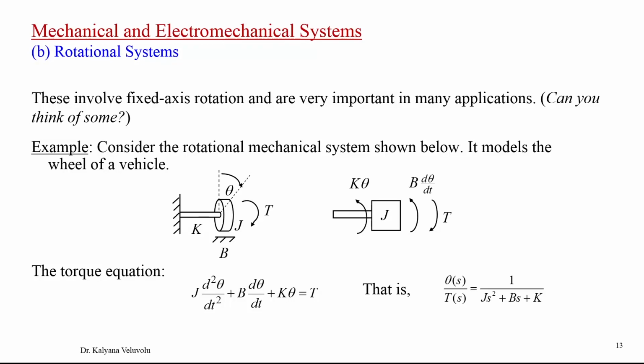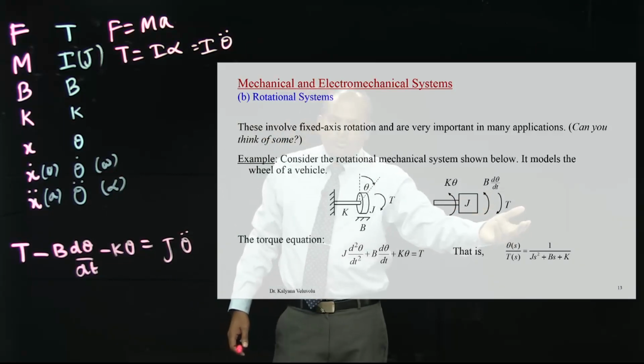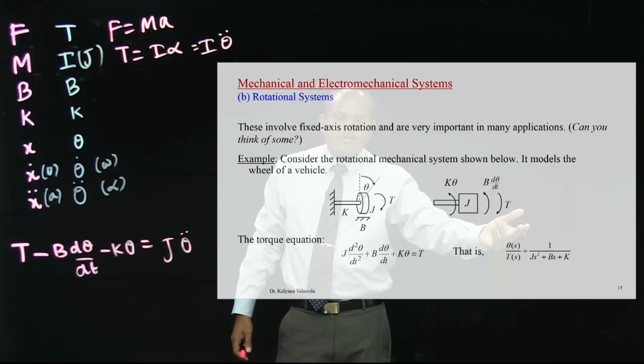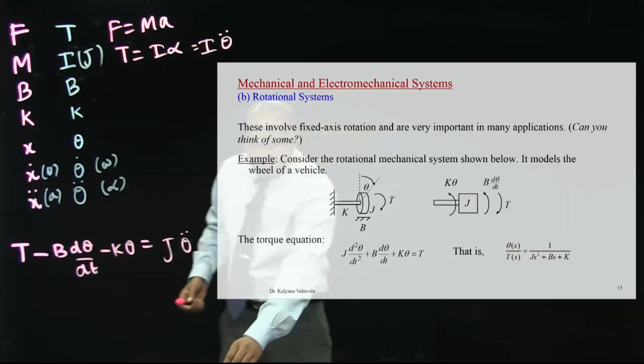So, you have the expression theta of s by T of s equal to 1 by J s squared plus B s plus K. You can transform this torque equation into a simple transfer function, and this transfer function gives a relation between the output angular displacement theta of s and the input torque. So, you can formulate it as 1 by J s squared plus B s plus K.